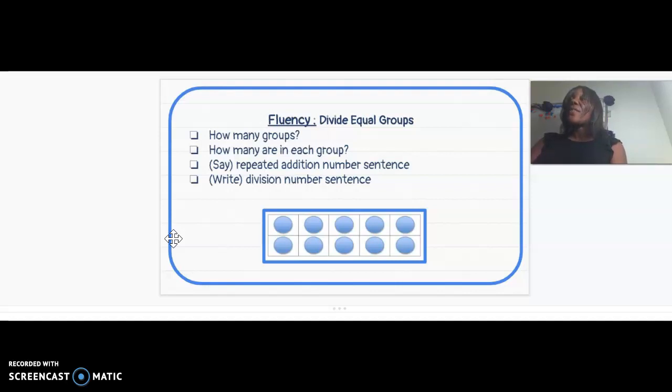Now write the division number sentence. You're right. 12 divided by 3 equals 4. Boys and girls, let's try one more array. Please draw 6 groups of 2.